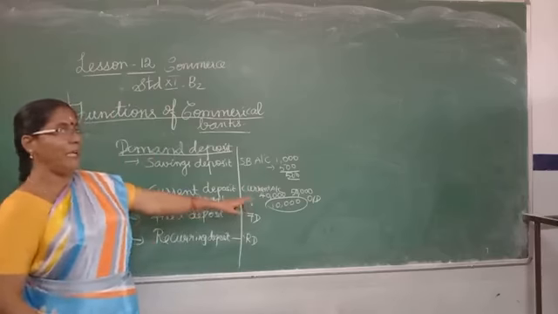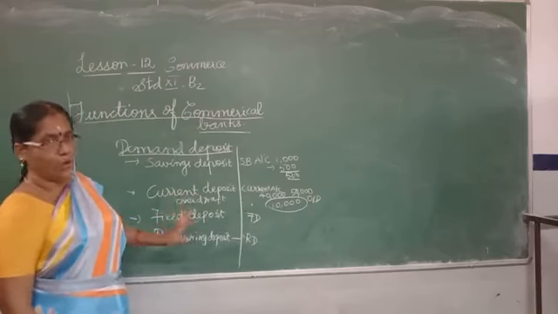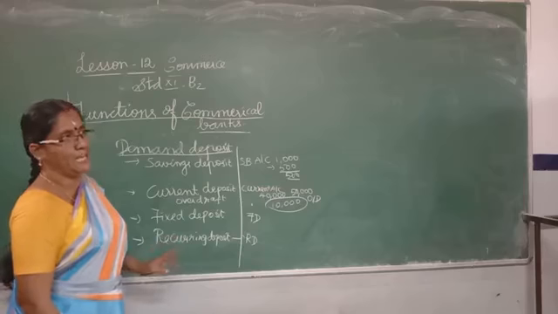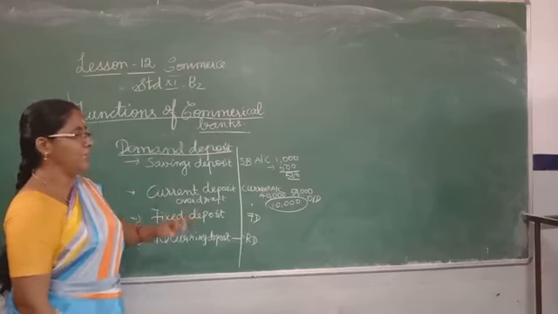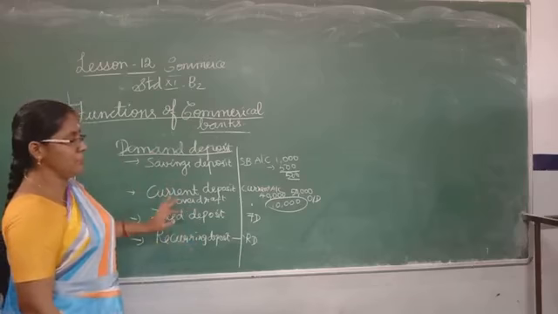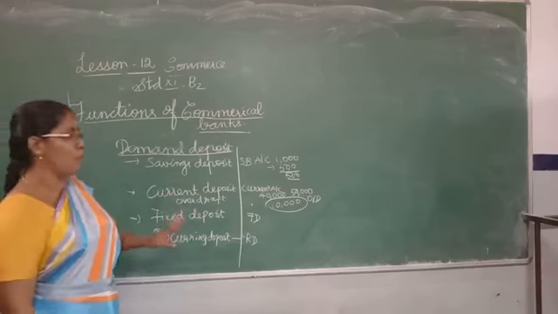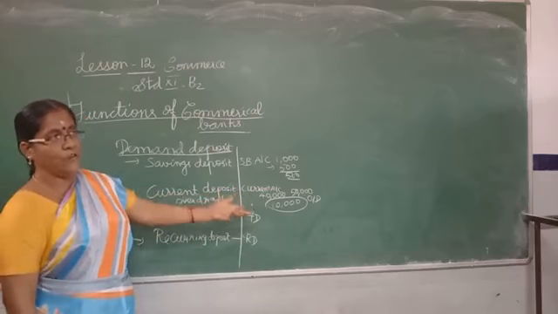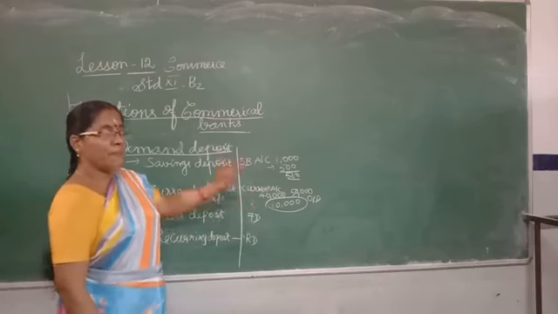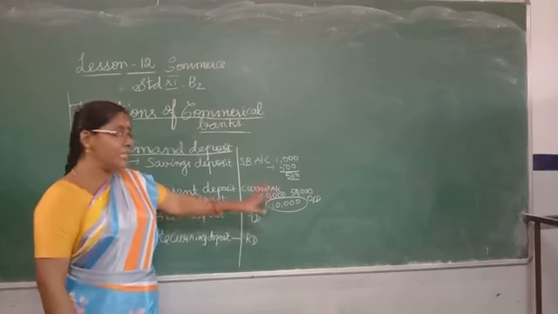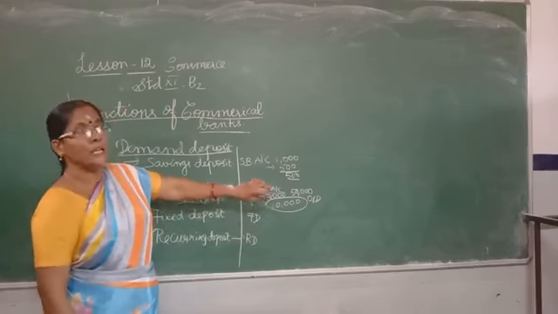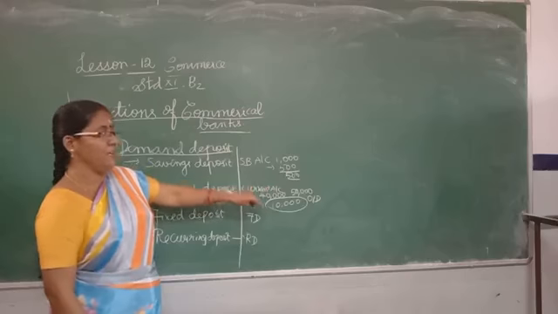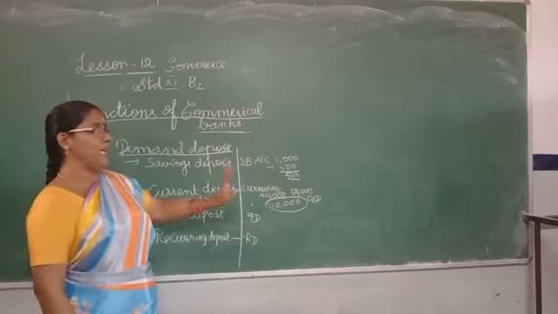That facility is for the current account holder alone. The current account will be opened by business people, not by individuals. Business people and all institutions can open the current account to get this overdraft. If we don't have money, we can approach the bank. The bank may give OD. This is called a short-term loan. We have to repay the loan within 2 days, or within a month or 2 months.